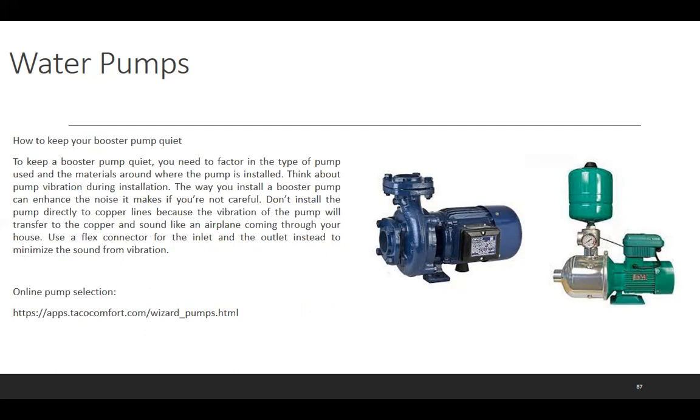Think about pump vibration during installation. The way you install a booster pump can enhance the noise it makes if you're not careful. Don't install the pump directly to copper lines because the vibration of the pump will transfer to the copper and sound like an airplane coming to your house. Use a flex connector for the inlet and outlet instead to minimize the sounds from vibration.